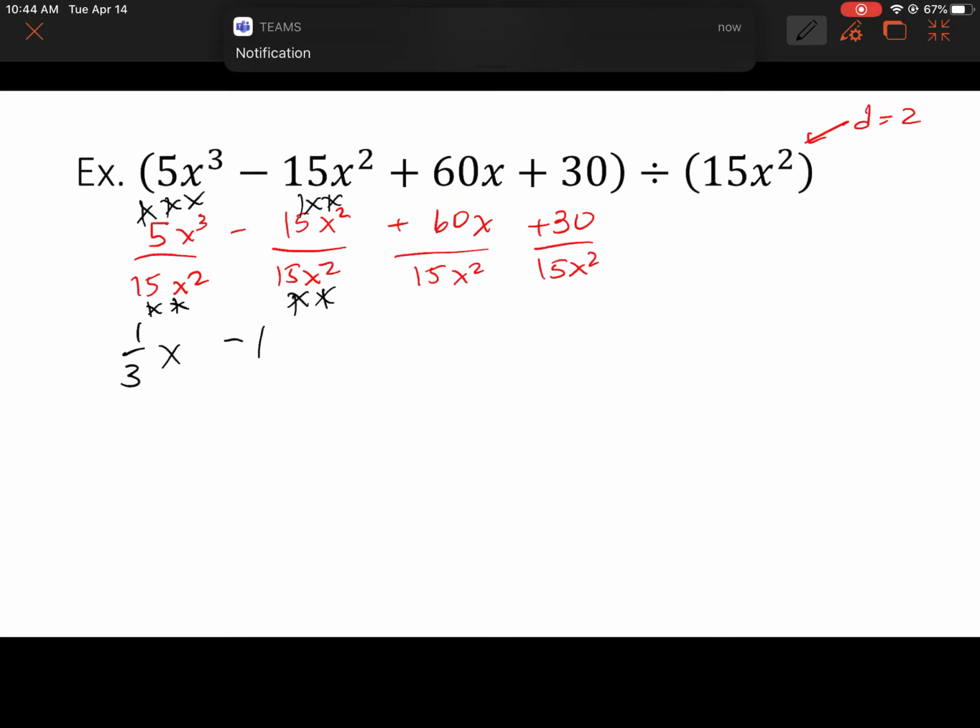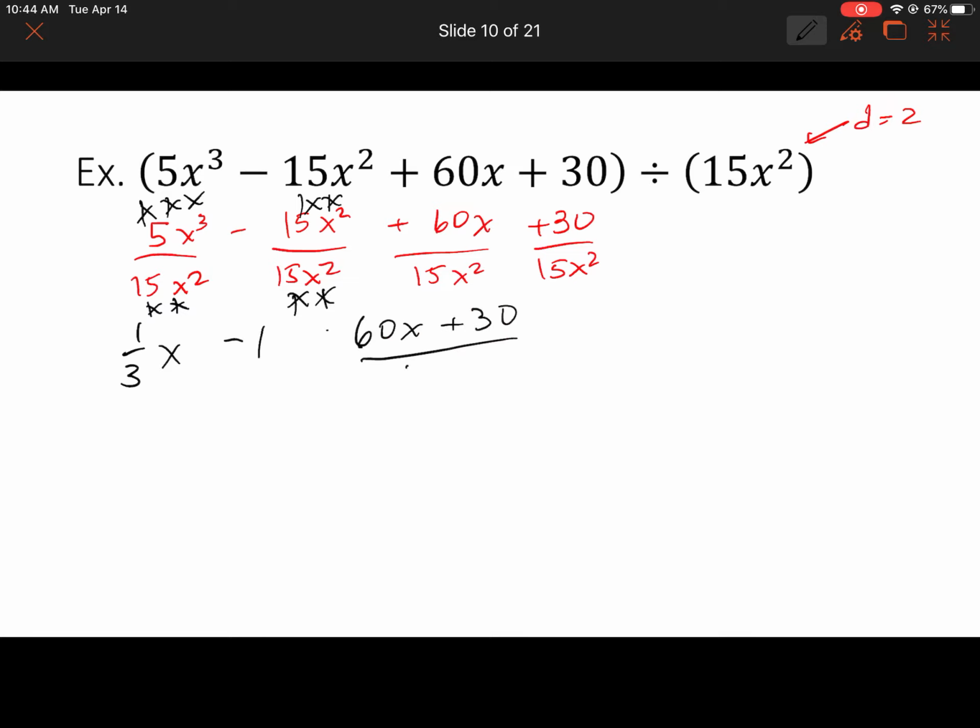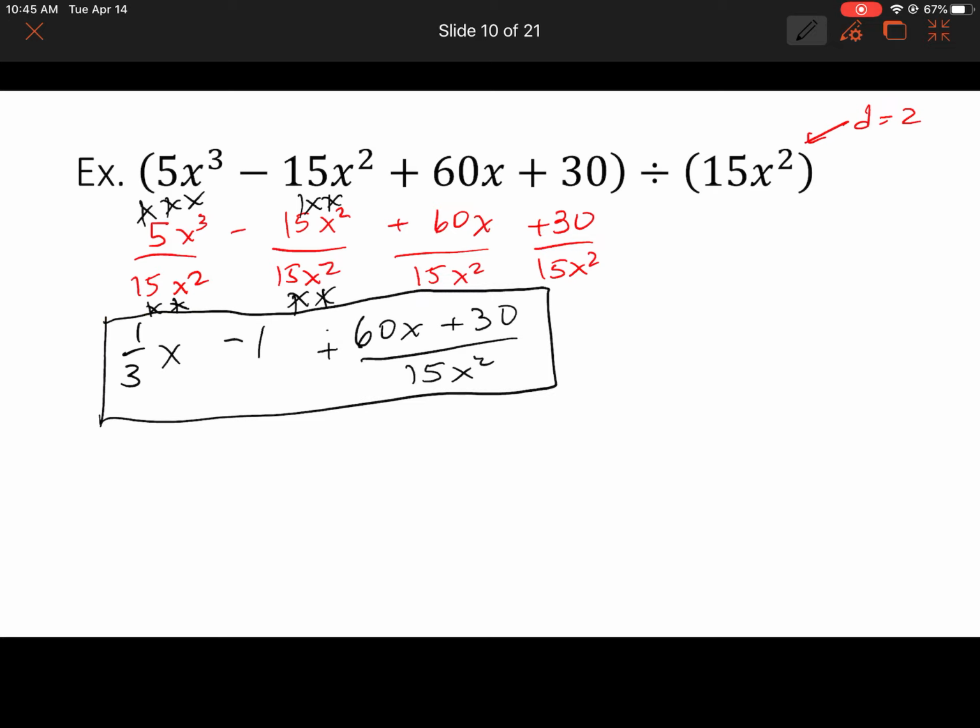It shouldn't be embarrassing. It's how the math is done regardless. If you know your exponent rules, then even better. I applaud you. 1/3 x minus 1, we're at the constant. We don't have an x there because they cancel each other out. So the rest of it is our remainder. That means 60x plus 30, all of it divided by 15x squared, is our remainder in this case. This is a good final answer.